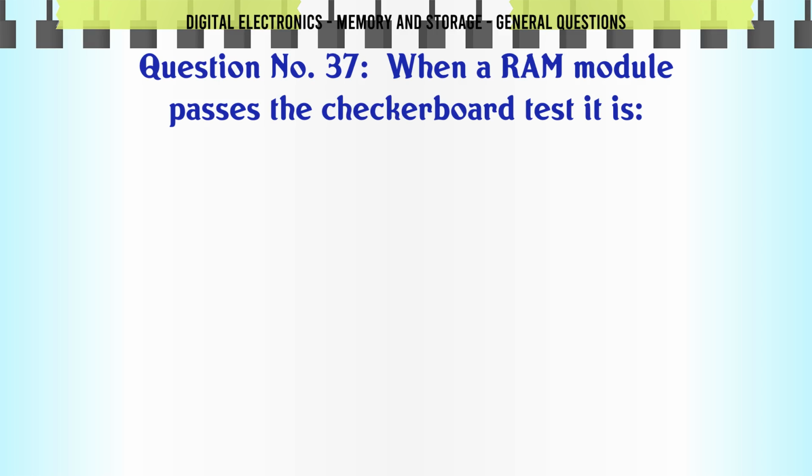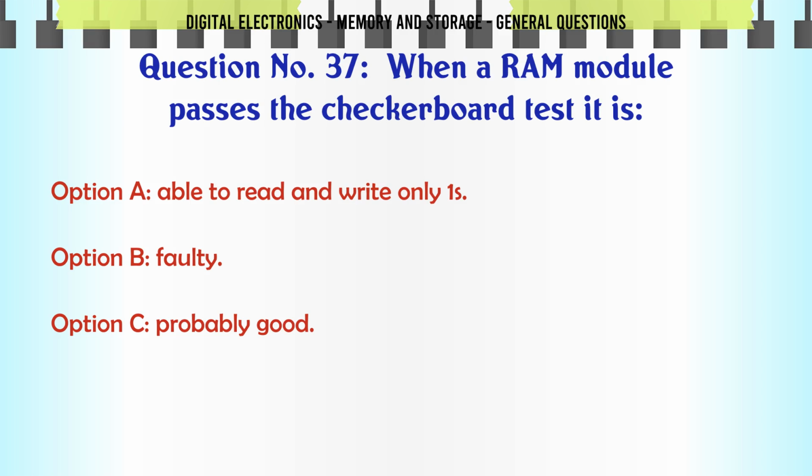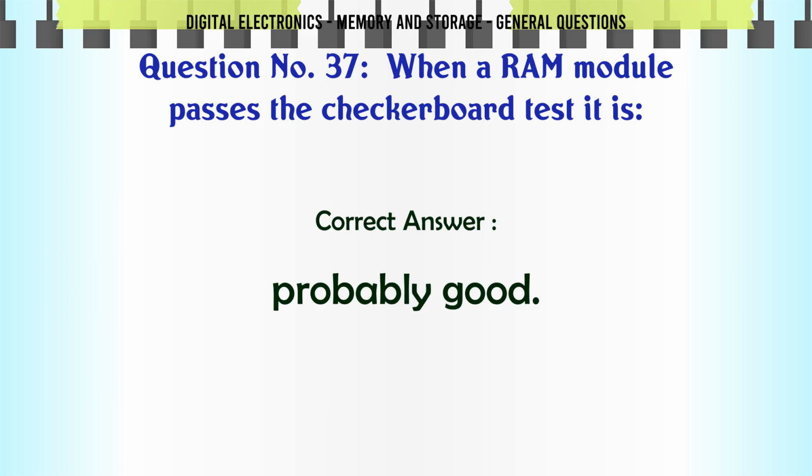When a RAM module passes the checkerboard test, it is A. able to read and write only 1s, B. faulty, C. probably good, D. able to read and write only 0s. The correct answer is probably good.